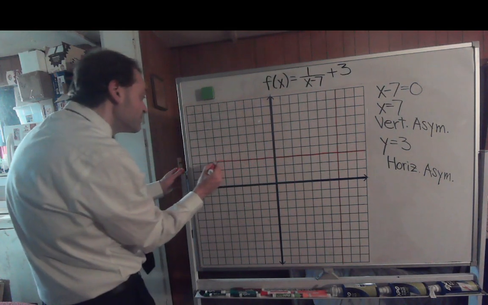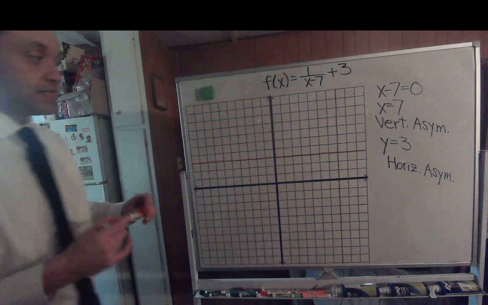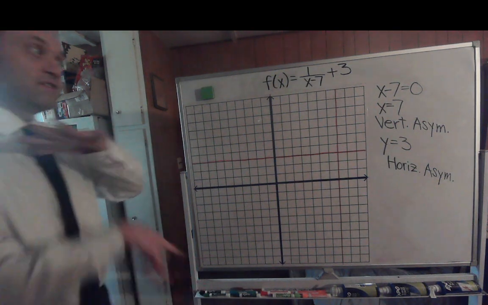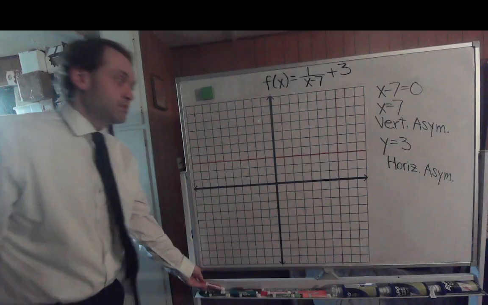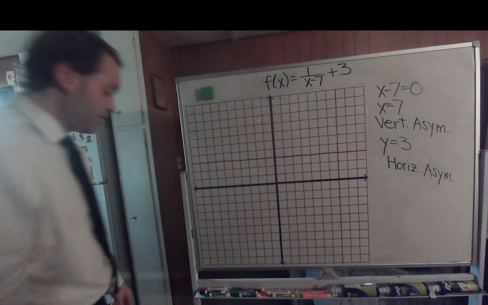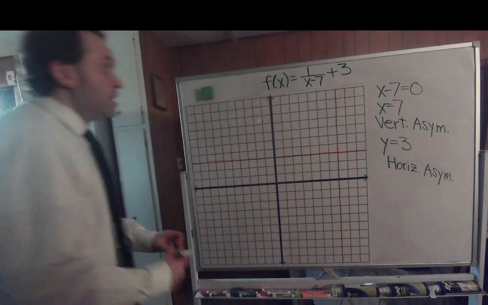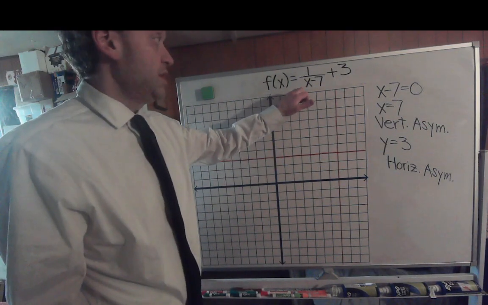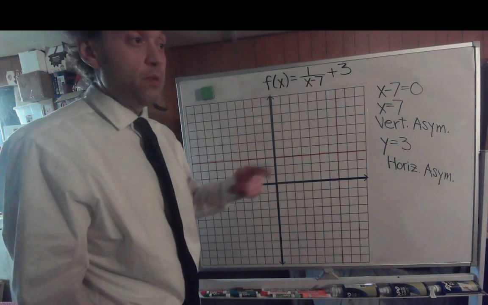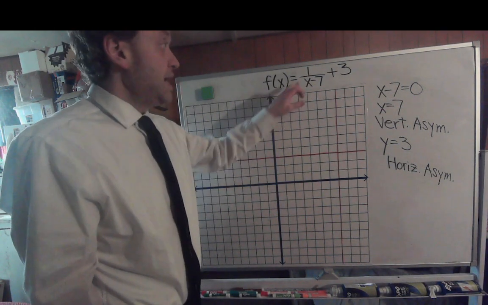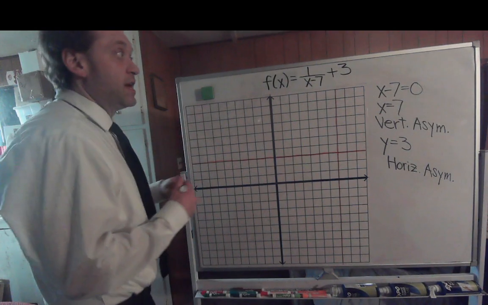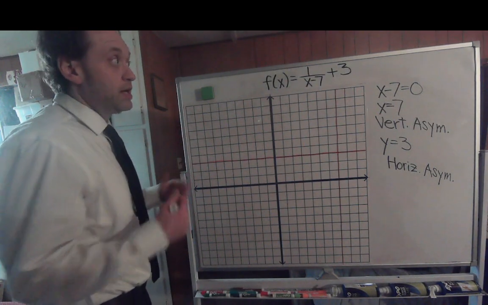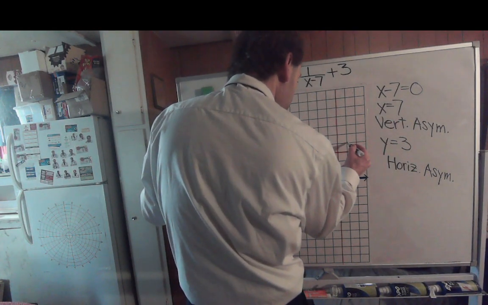So this looks very interesting now, doesn't it? Shifted vertical and horizontal asymptotes. Okay, let's start graphing. So x can't be 7, that would be undefined, right? You get a 0 in the denominator, but what about when x is 8? 8 minus 7 is 1, 1 divided by 1 is 1, plus 3 is 4. So when x is 8, you'll get a y value of 4.